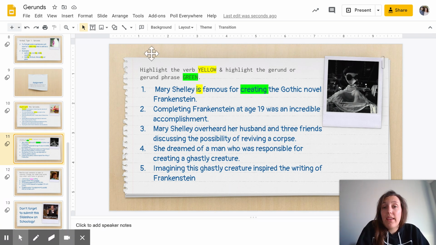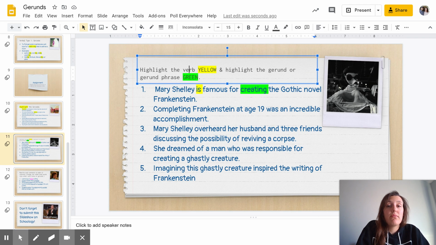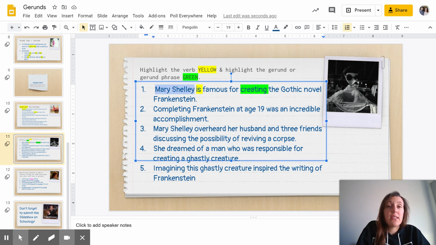On the next slide, you're going to highlight the verb yellow and highlight the gerund or gerund phrase green. So we're looking for verbs or action words. So what's the verb of each sentence? And then what's the gerund? In the first example, Mary Shelley is famous for creating the Gothic novel Frankenstein. So Mary Shelley is the subject of the sentence, and is is the verb. So that's like the point of the sentence, that she is famous. And then the verb that ends in ing is creating. So that's green.